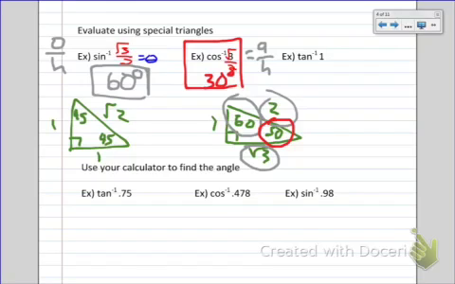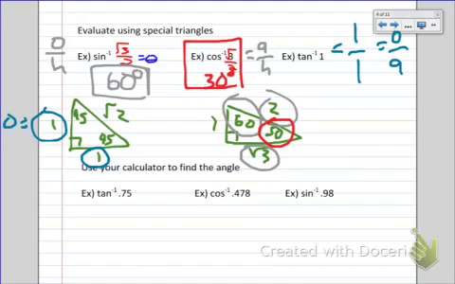The other one asks for the inverse tangent of 1. Well, I know 1 is like 1 over 1. Where do I have 1 over 1? Oh, here we go, in the 45, 45, 90 triangle. Tangent is opposite over adjacent. Let's just say this one is opposite, this one's adjacent. Which angle are those opposite and adjacent to? 45. So the inverse tangent of 1 is 45 degrees.